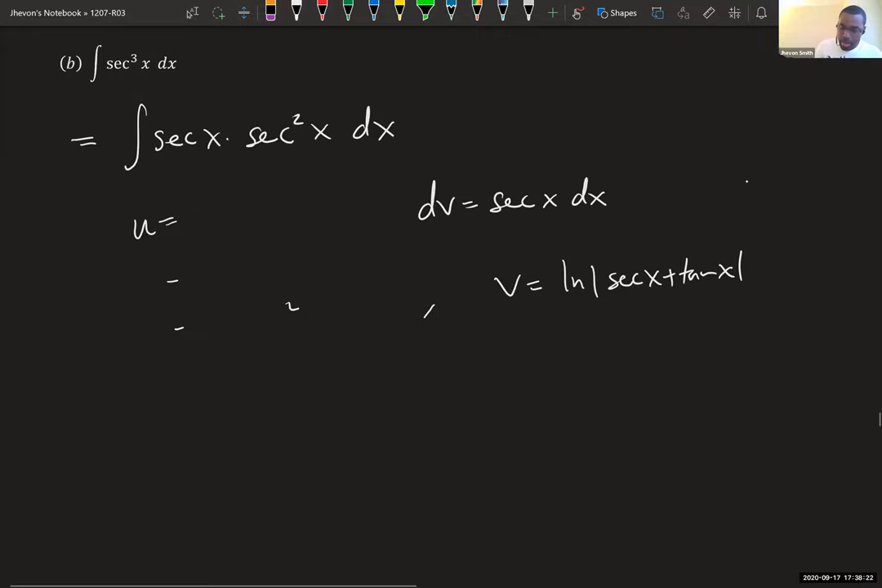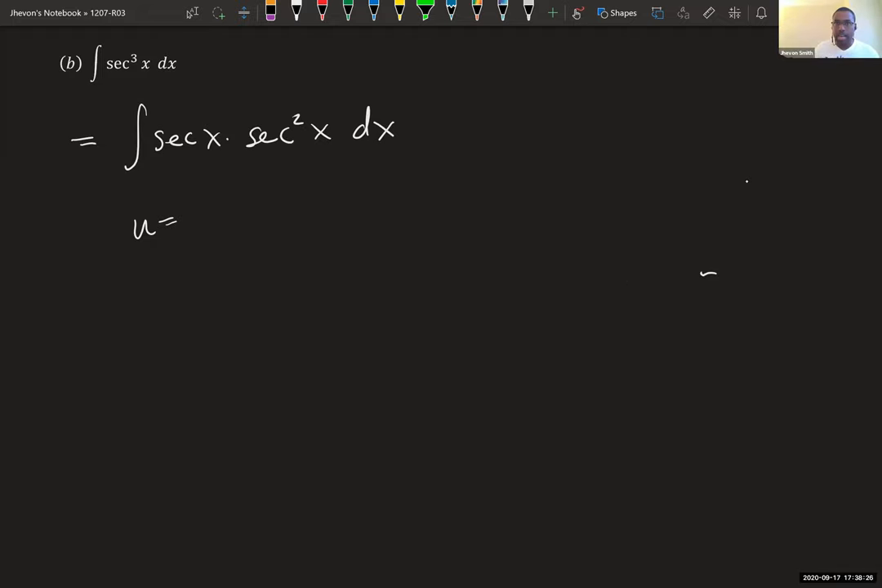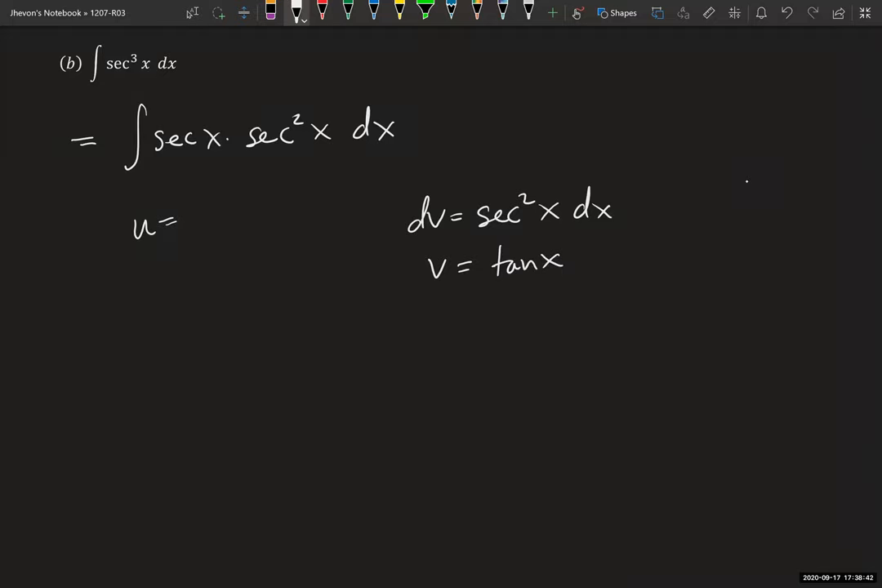So the other way around, we do know the integral of secant squared, and that's actually something pretty nice, right? If my dv is secant squared, what's the integral? Tan x, just tangent, right? Which is nicer than ln of secant and so on. So this means my u is going to be just secant, so my du would be secant x tan x.